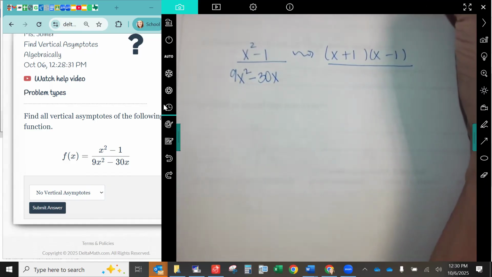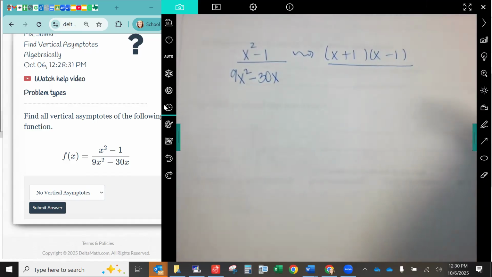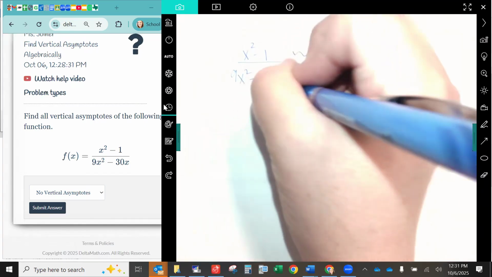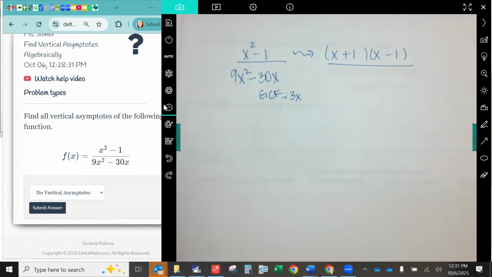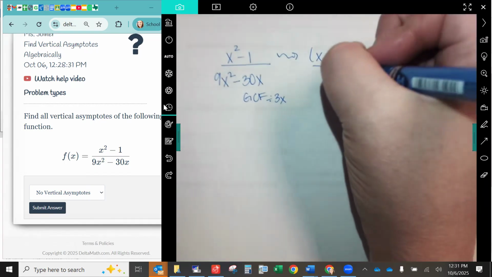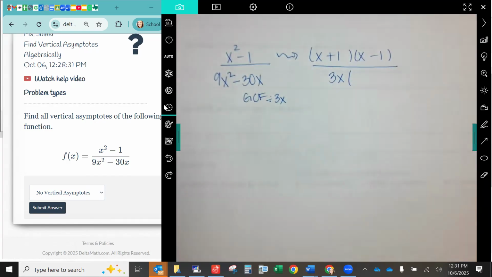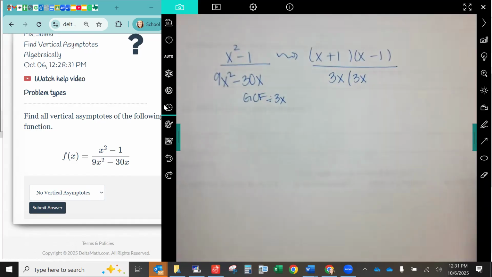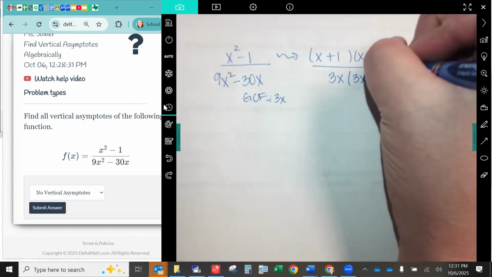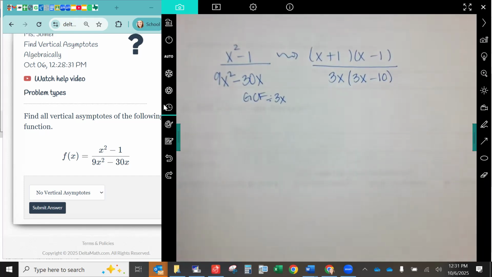All right, on the bottom, what can I do there? I can't perfect squares it. I could square root 9, but I can't square root 30. GCF, what can I take out of both? An x and? Can they both divide by 3? So I'm going to take out a 3x. So my 3x comes out. My 9x squared is going to go to a 3x. What's going to happen to my minus 30x when I divide it by 3x? 10. Very good.